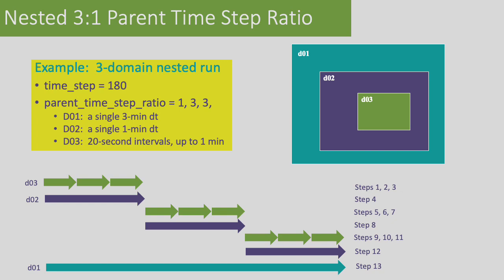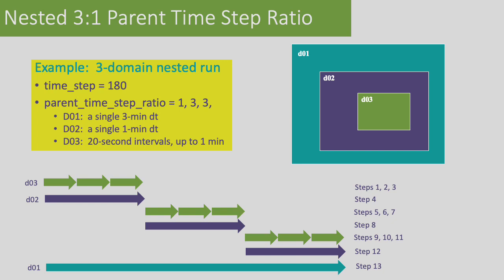Typically, the ratio is set the same as the parent grid ratio, but it does not always have to be that way. There are occasions when it may be necessary to set them differently. So the way this works is since we have a parent time step of 180 and a 3-to-1 ratio for each child to parent, the time step for domain 2 will be 60 or 1 minute, and the time step for domain 3 will be every 20 seconds.